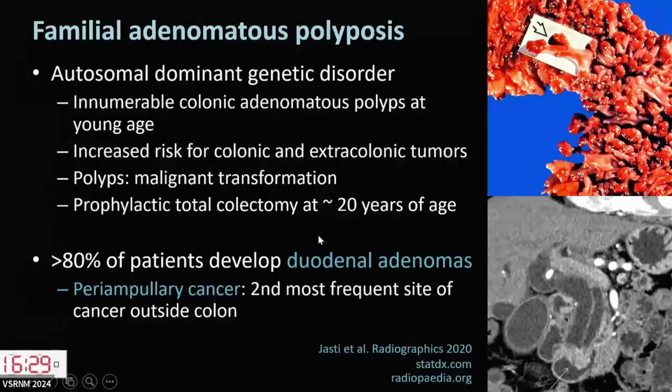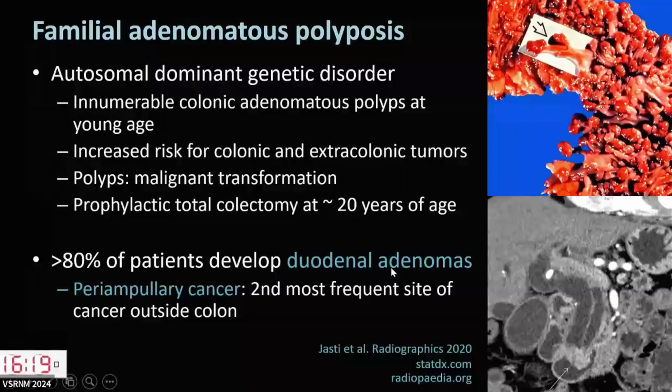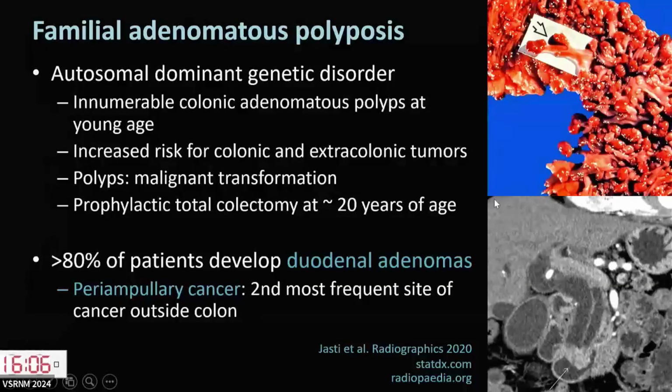And in addition to the colon polyps, over 80% of patients will develop duodenal adenomas, such as in our case, and it can also undergo malignant transformation to become periampullary cancer. It is the second most frequent site of cancer outside of the colon in these patients.